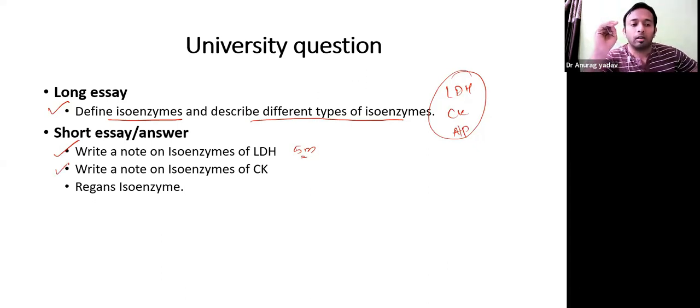In the same way, write a note on isoenzyme creatine kinase, also called CPK, creatine phosphokinase. Again, you should write what type of reaction it is involved in, how many subunits there are, what the 3 isoenzymes are, which tissue they originate from, and what diseases of the tissue it can help diagnose. And last, a note on Reagan's isoenzyme, which is related to alkaline phosphatase. Majorly it is seen in cancerous condition.